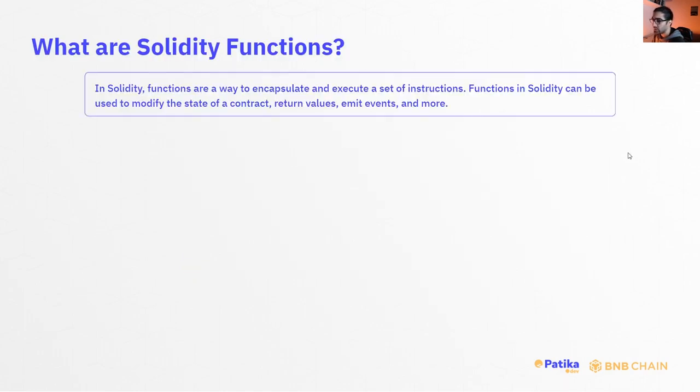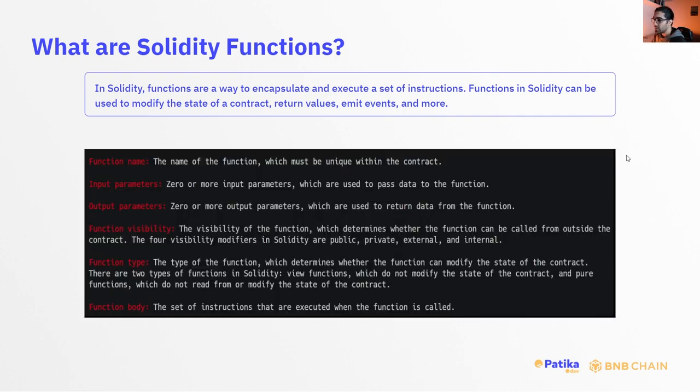In Solidity, functions are a way to encapsulate and execute a set of instructions. Functions in Solidity can be used to modify the state of a contract, return values, emit events, and more. We'll see events in later lectures, so you don't need to be confused about it. So here we have function name, input parameters, output parameters, function visibility keyword like public, internal, external, function type, and function body. So let us see the syntax first.